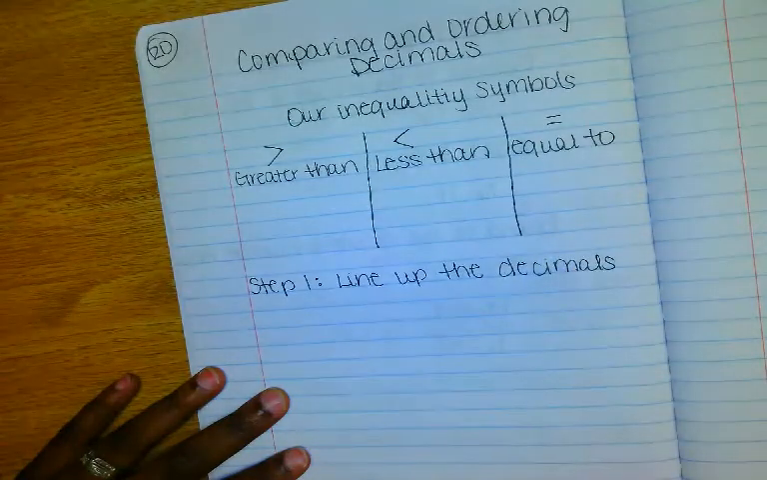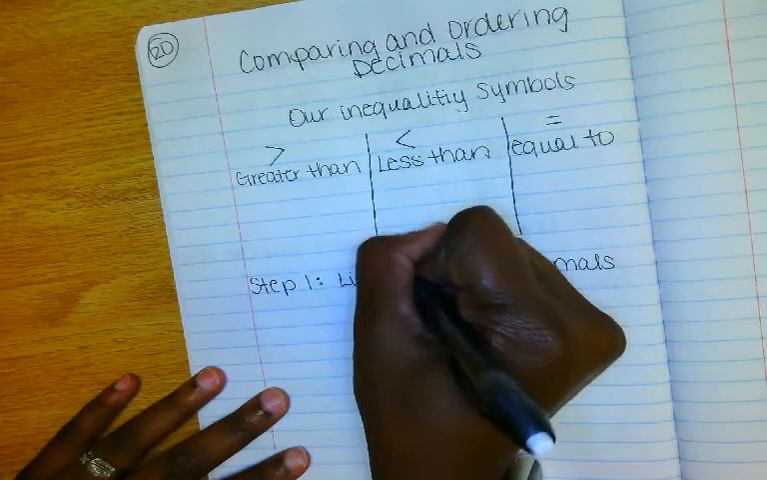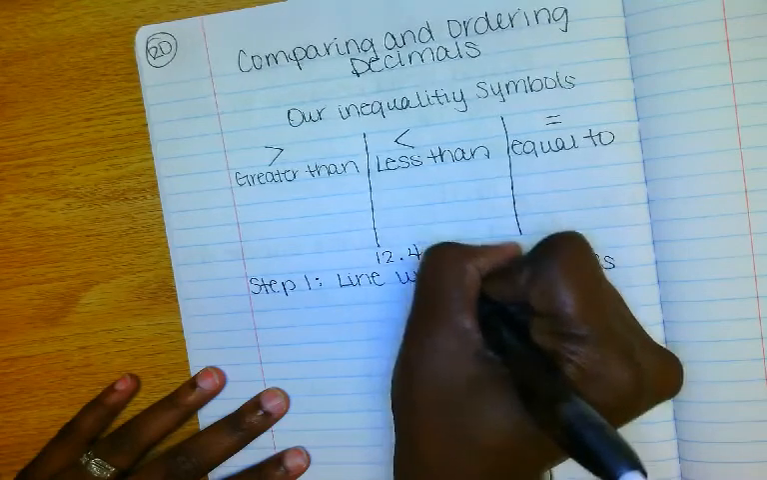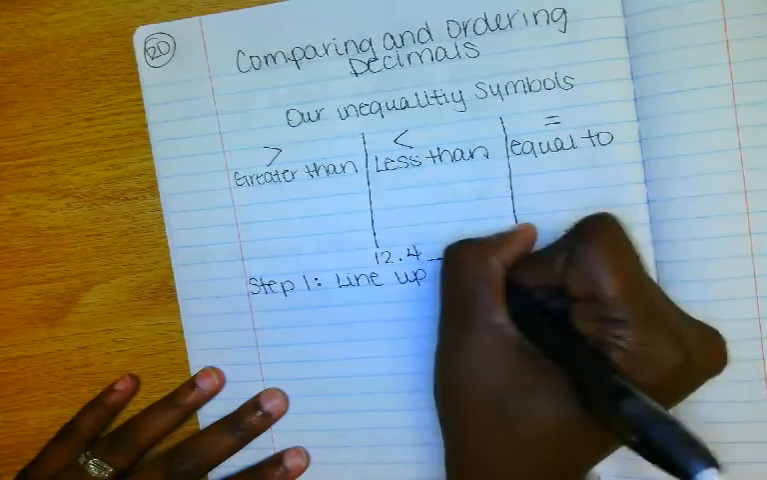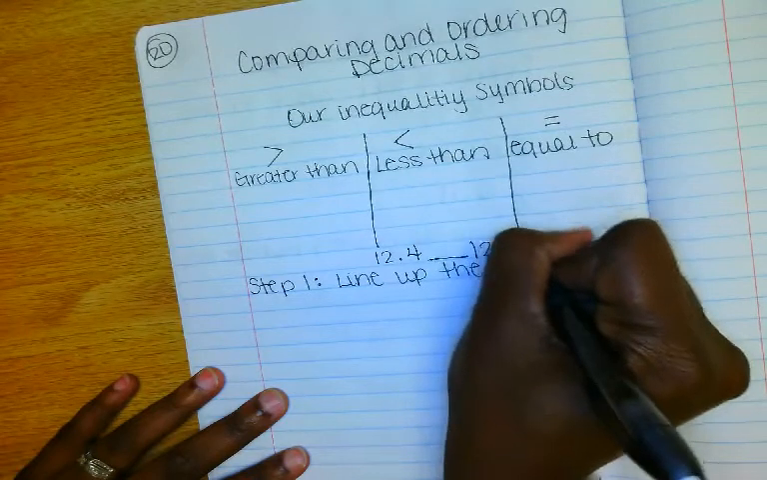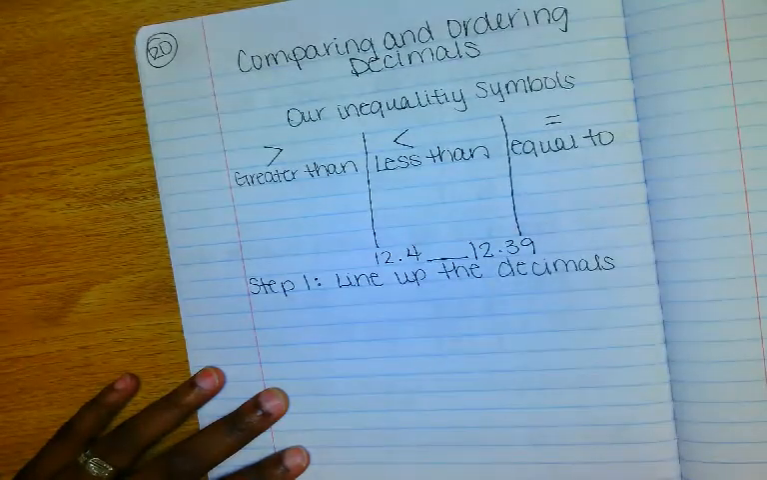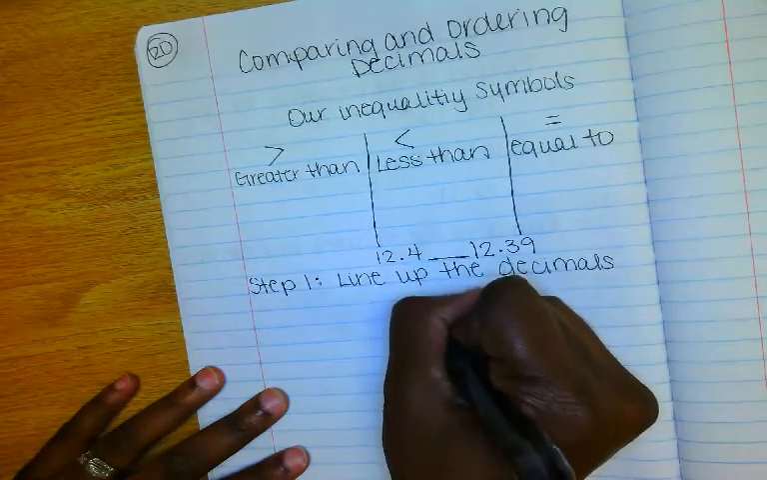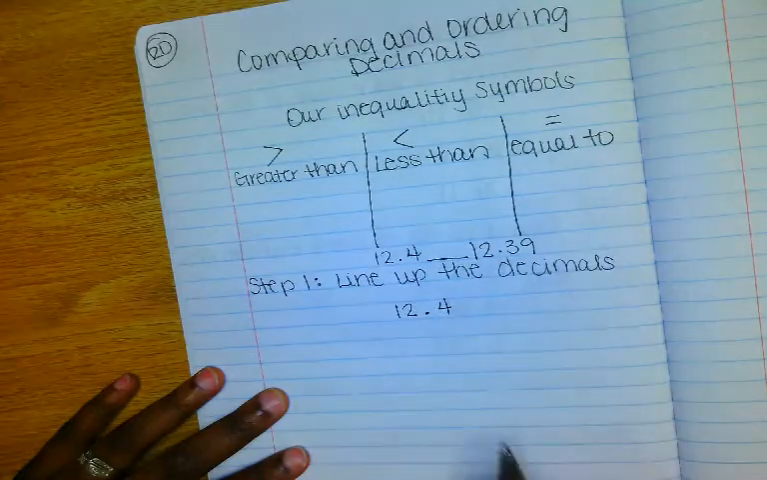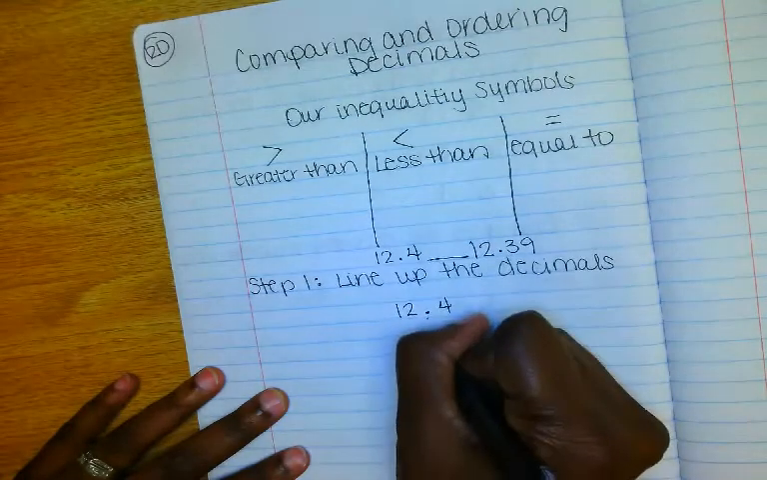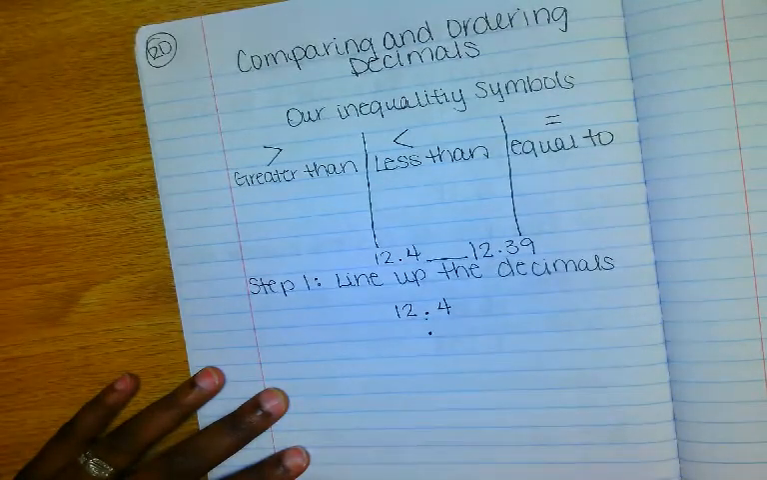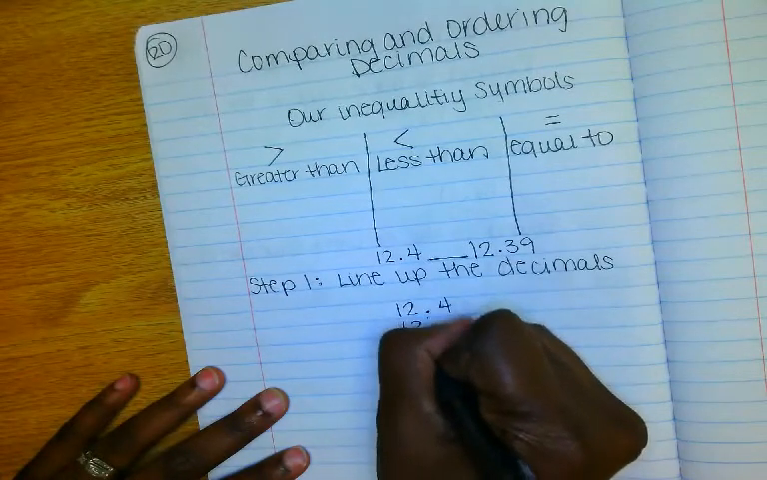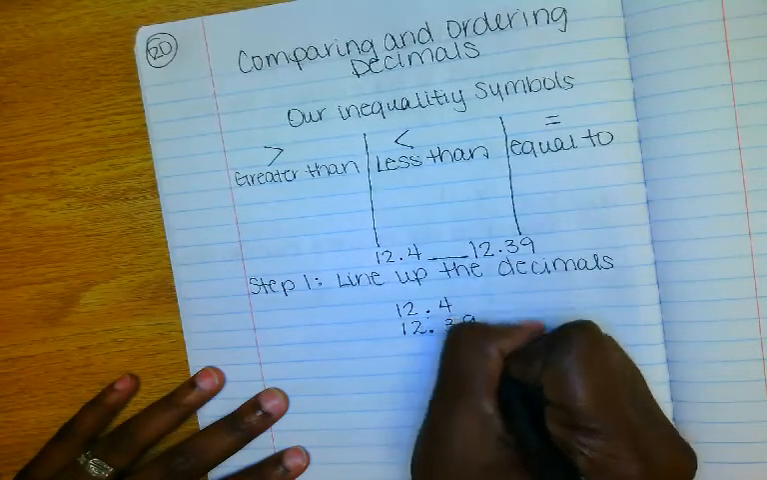So let's say we're comparing 12 and 4/10 to 12 and 39/100. So the first thing we will do is line up our decimals. So I have 12 and 4/10. I have one decimal here. I'm going to go ahead and put another decimal here because I have two numbers. And I'm going to put my 12 and my 3 and my 9 there.